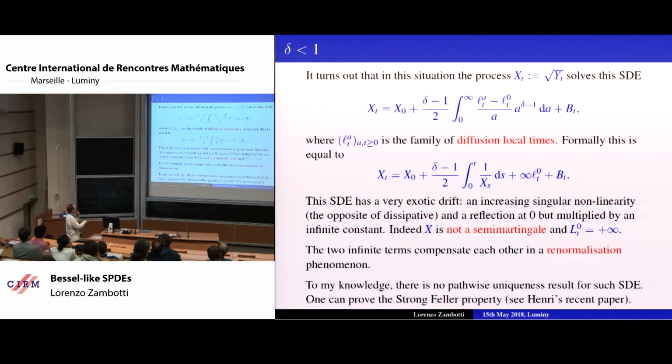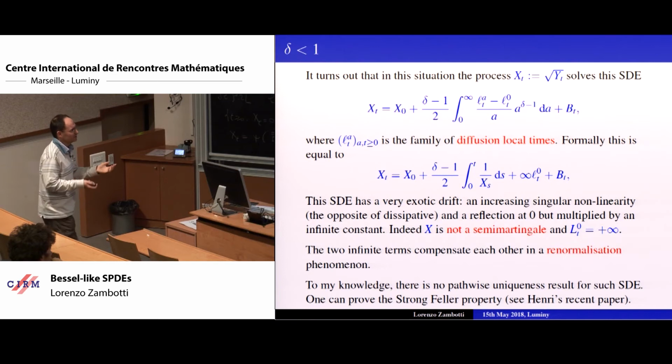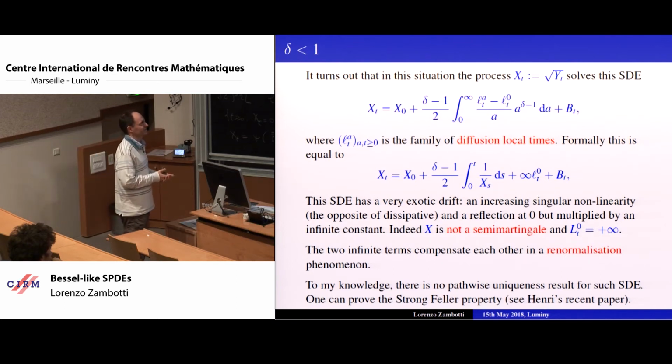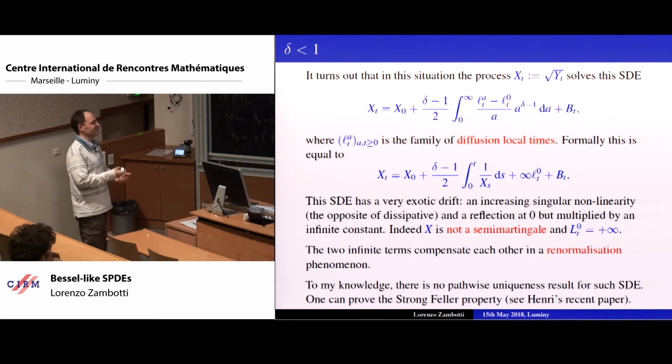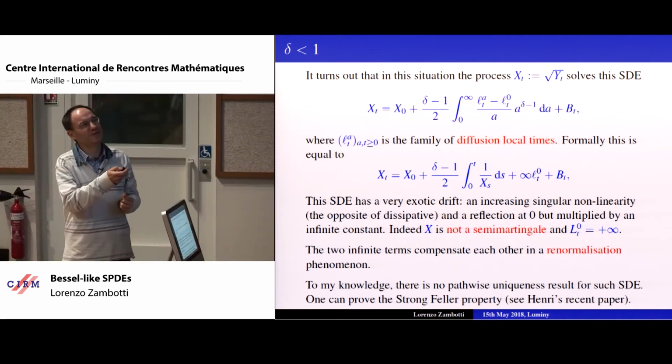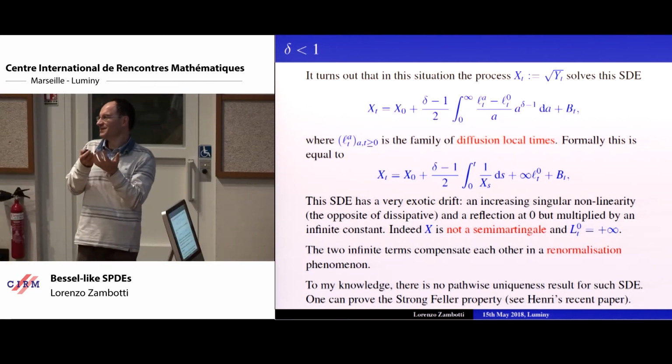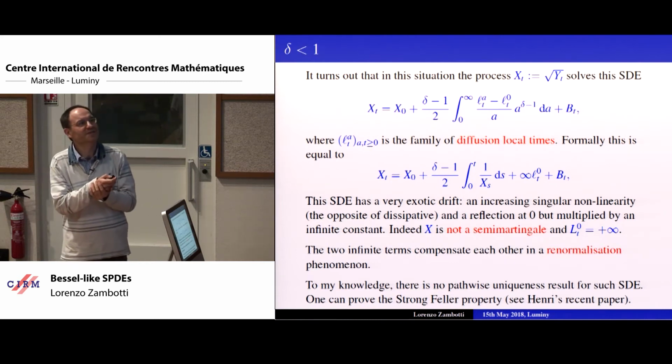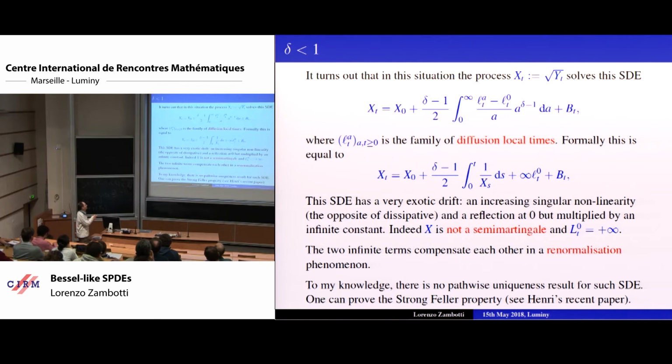And again, there is this renormalization phenomenon which has been studied a lot in SPDEs, in regularity structures, etc. Here it appears in a diffusion in one dimension. So on one hand, it's quite different. On the other hand, there is some similarity. So regularity structures are based on Taylor expansions. So this is essentially a Taylor expansion at level 0 of the local time in a. Yeah, Jonathan, you will see.